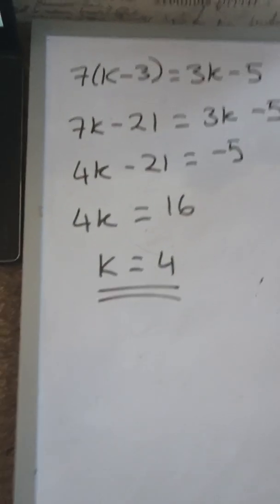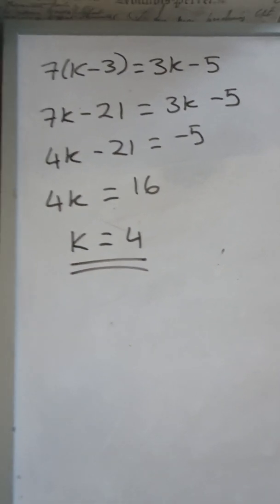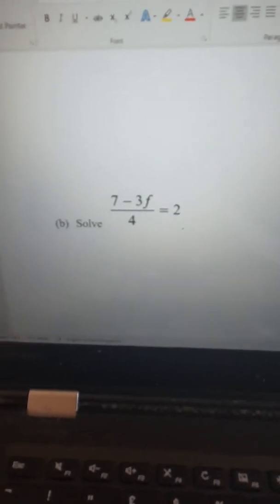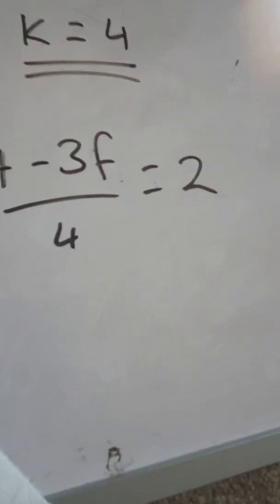Again, as much as it has the extra steps, it's all something that you can all do. You're all good enough to do it. Now, this question would seem harder because it looks different, but the actual process of it is exactly the same. Now, let me just write it over here. So 7 minus 3f over 4 equals 2.